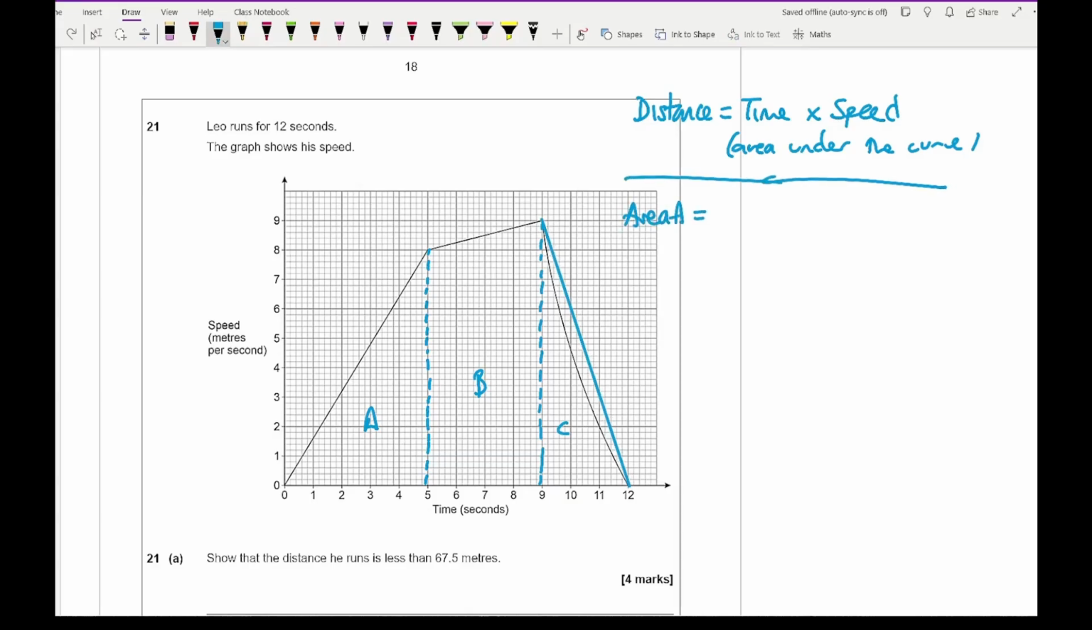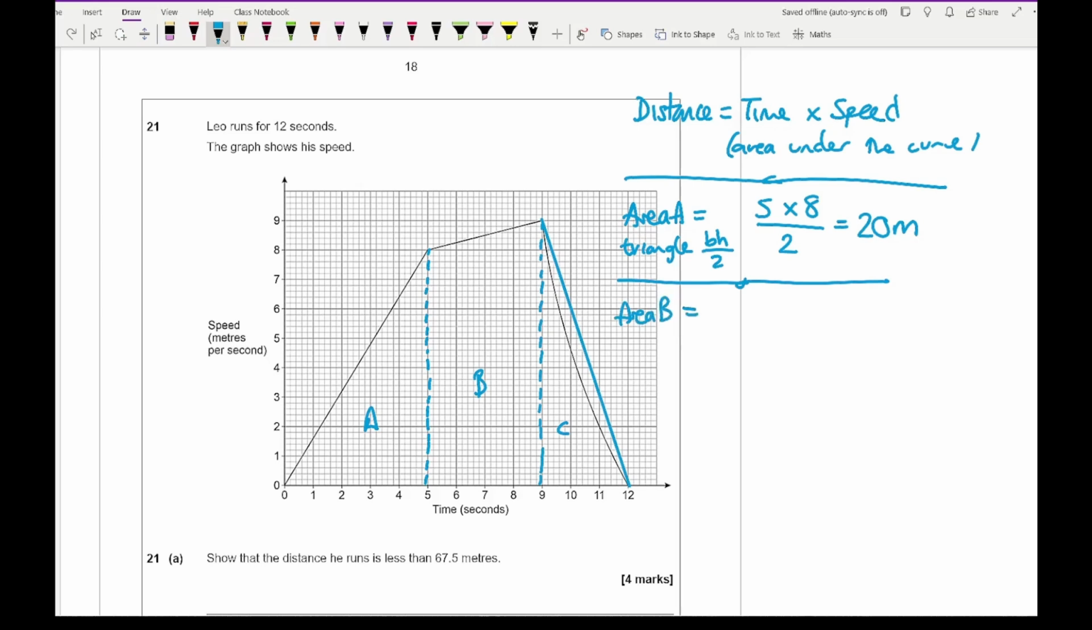So if I start by first of all working out the area of A. Now area of A is a triangle, so it's going to be base times height divided by 2. So I'll just write a triangle, and it's going to be B times H divided by 2. So that's going to be the base of that triangle, which is 5, multiplied by the height, which is 8, divided by 2. 5 times 8 is 40, divided by 2 is 20 meters.